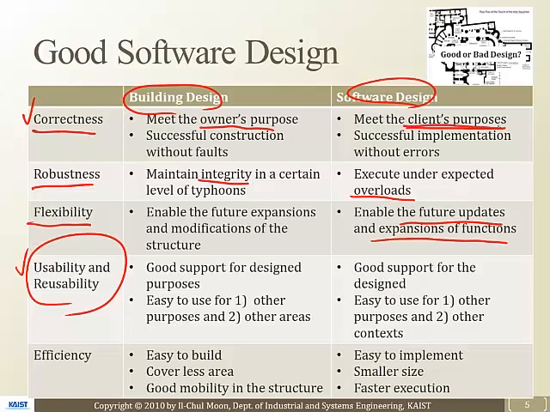We want to meet the client's purpose, and the client's purpose should be met by easy execution, by good support to use it, right? And finally, the efficiency. A building should be easy to build, right? Cover less area, use less space, less land, right? And also in software design, easy to implement, smaller size, and faster executions are all important. So good building design and good software design are kind of alike, alright?